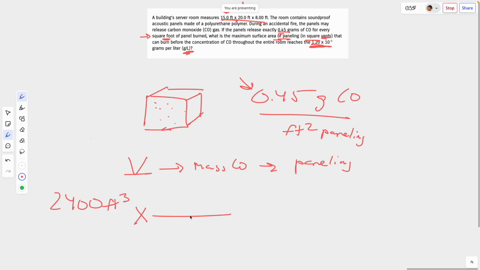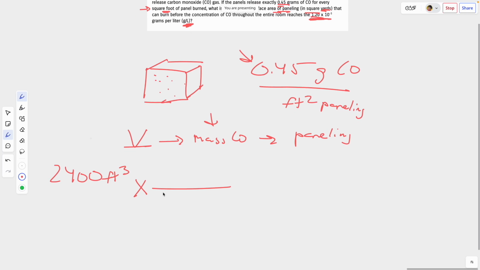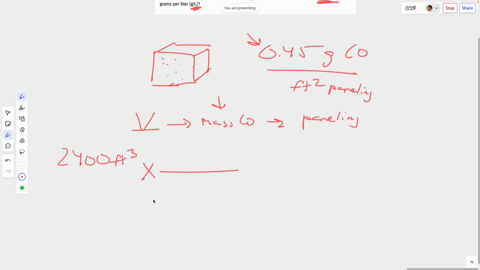And now we need to convert this into liters, right? Because that's going to allow us to use, for the second step, this conversion factor over here. So I feel like the easiest way you can do this is first by converting the feet cubed into inches cubed, and then going to centimeters cubed, and then milliliters, and then liters. So we can start this off by converting into inches. This is going to be 12 inches. And then remember, we're going to cube both of these.